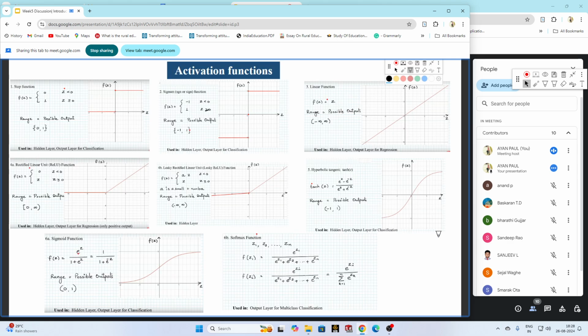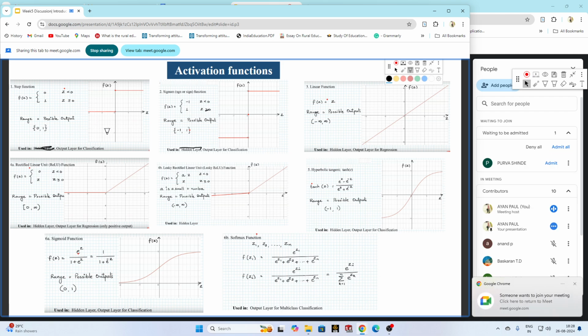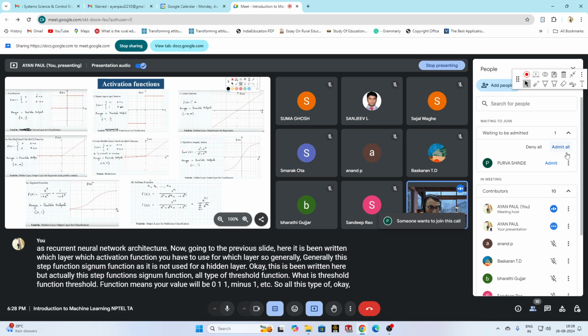Now going to the previous slide, here it has been written which activation function you have to use for which layer. Generally the step function, signum function, etc. are not used for a hidden layer. It is written here, but actually the step function, signum function, all types of threshold function. What is threshold function? Threshold function means your value will be 0, 1, or 1, minus 1, etc.